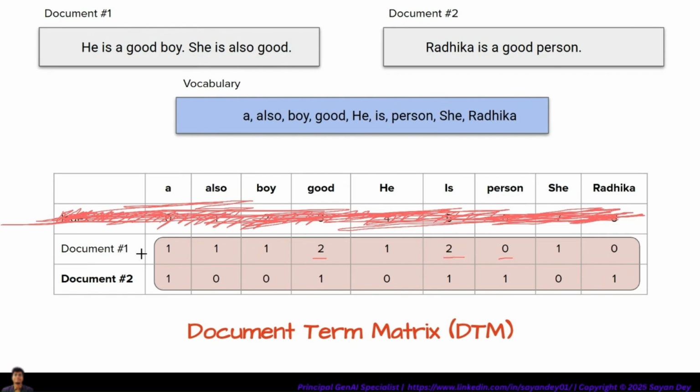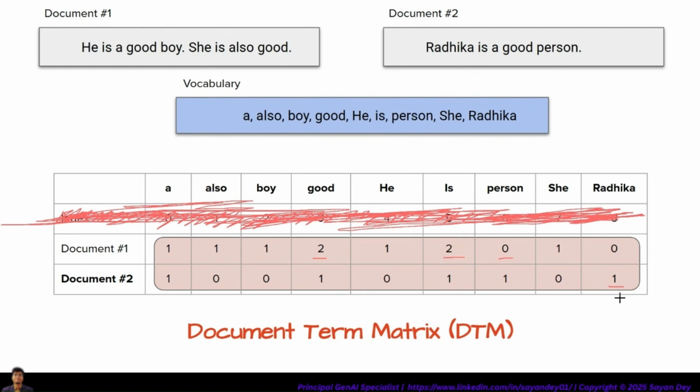But these kinds of models were extremely popular for a long time until we had more powerful approaches, which we'll see later. But remember, this approach completely ignores the context. It completely ignores the meaning of the word. If you look at document two, Radhika is coming one time.